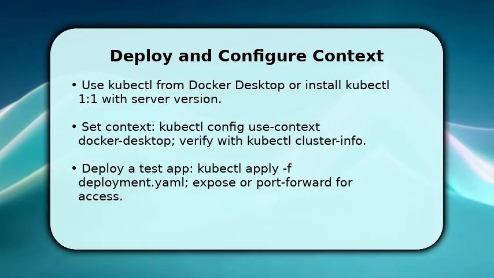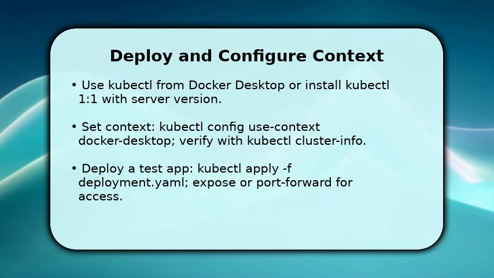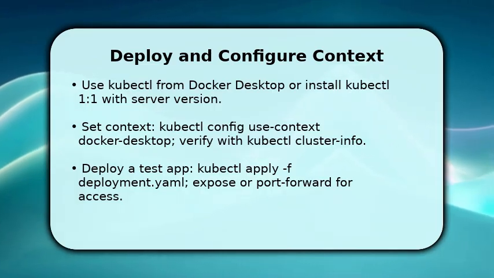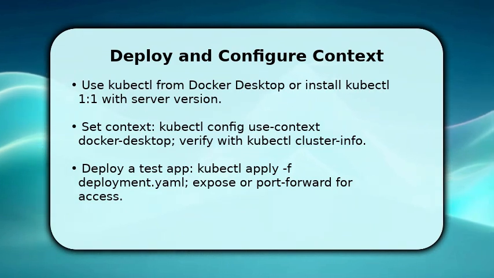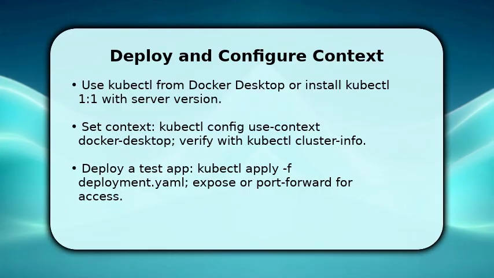Deploy a manifest. kubectl apply -f deployment.yaml, then kubectl expose or use kubectl port-forward to reach the service. This sequence ensures your images, service types, and kubeconfig align with Docker Desktop's single node.